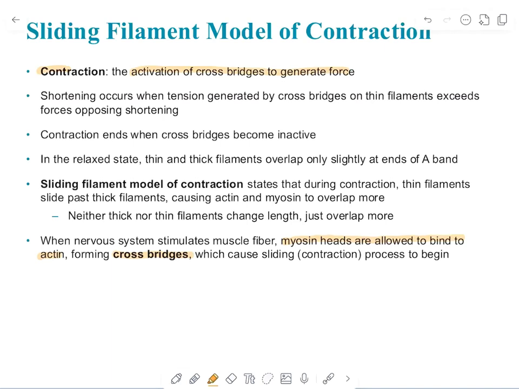In the relaxed state, thin and thick filaments overlap only slightly at the ends of the A band, which, remember, is the dark band. The sliding filament model of contraction basically states that during contraction, thin filaments pass thick filaments, and the actin and myosin overlap more. So neither of the filaments change length, they just overlap more. Again, that analogy of using your two hands, moving your fingers towards each other, represents the actin sliding towards each other.